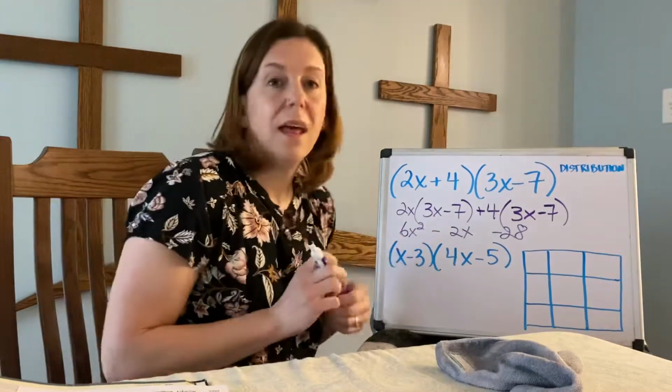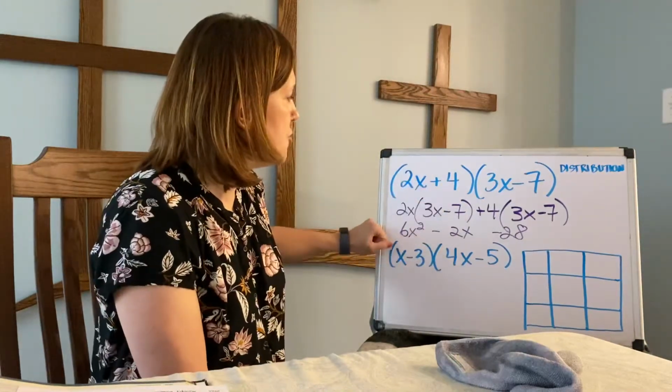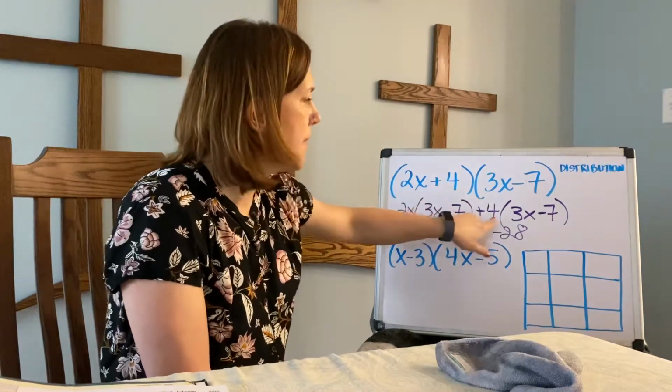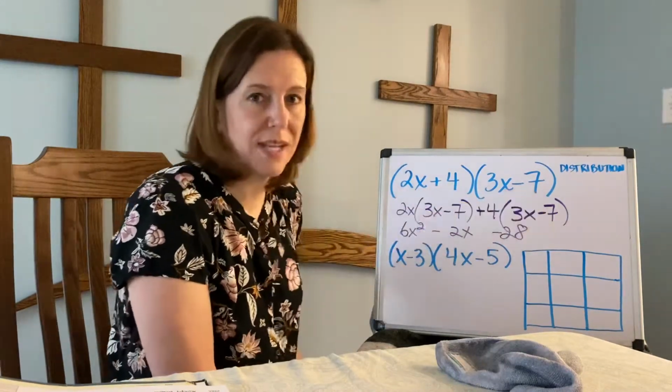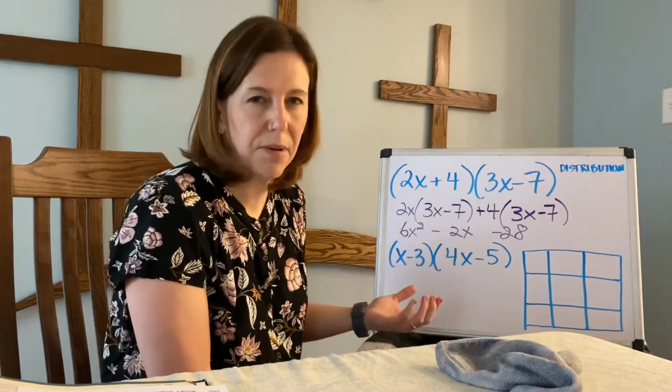Okay, that's the first method. Breaking it apart and using distribution. My first term times the whole second quantity, and my second term times the whole second quantity. Then I do my multiplication and I clean it up.